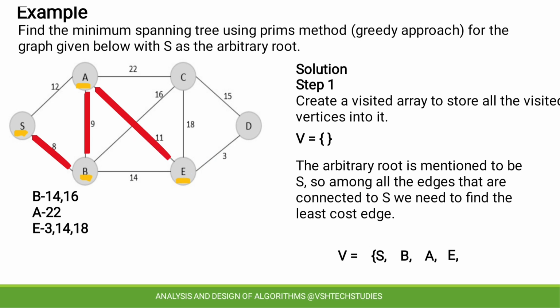Similarly for vertex A, vertex A is here. There are 4 outgoing edges. These 2 are covered. This one we will not consider because it forms a cycle. We have only one edge with weight 22, that is what is mentioned here. For vertex B, there are 4 outgoing edges. 2 are already covered. We have only 2 edges, one with weight 14 and another with weight 16.